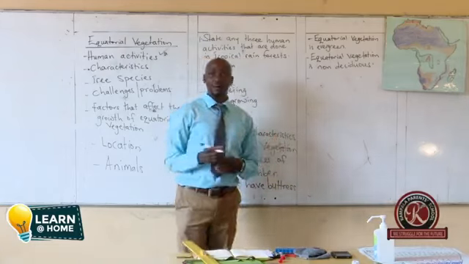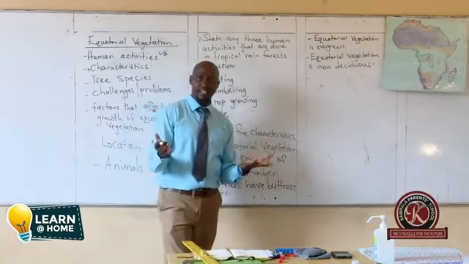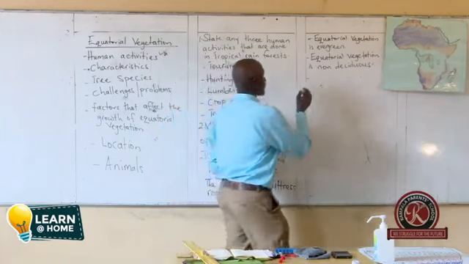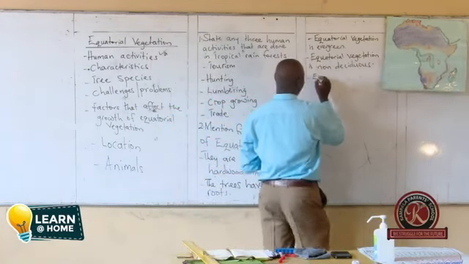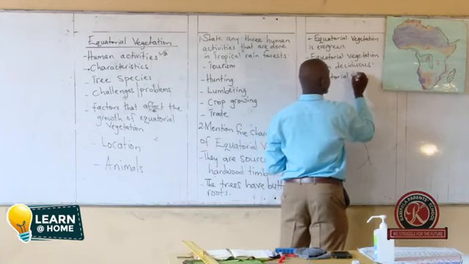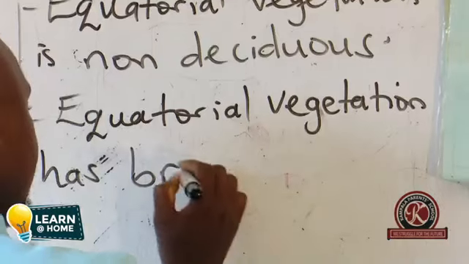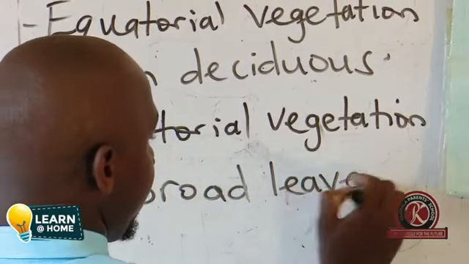We can also go ahead and look at another characteristic of equatorial vegetation. Yes, tell us another one. One is saying they have broad leaves. Equatorial vegetation, all the trees have broad leaves. Equatorial vegetation has broad leaves. Equatorial vegetation has broad what?